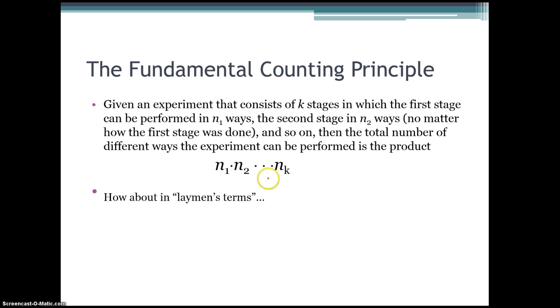What the heck does that mean? In layman's terms, it means this. Determine how many ways you can do things in each individual stage, and then multiply them together.